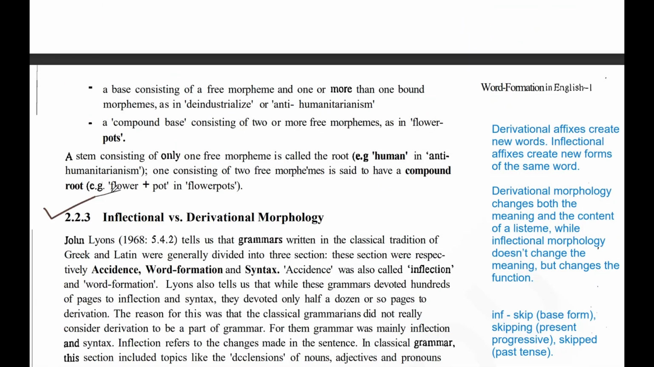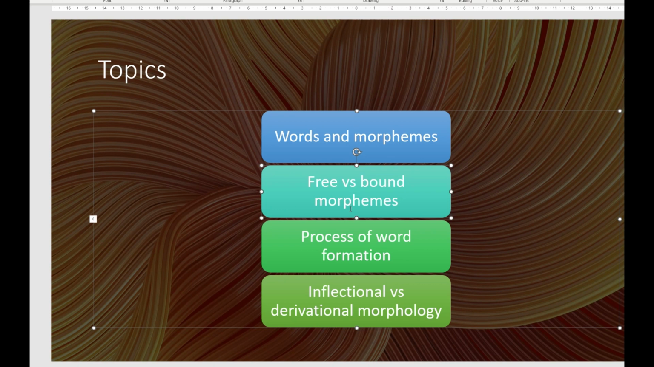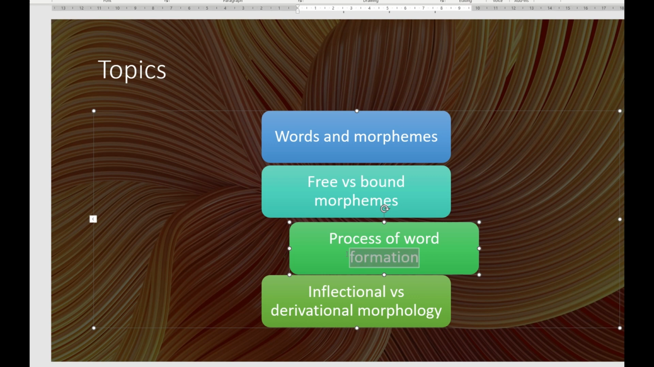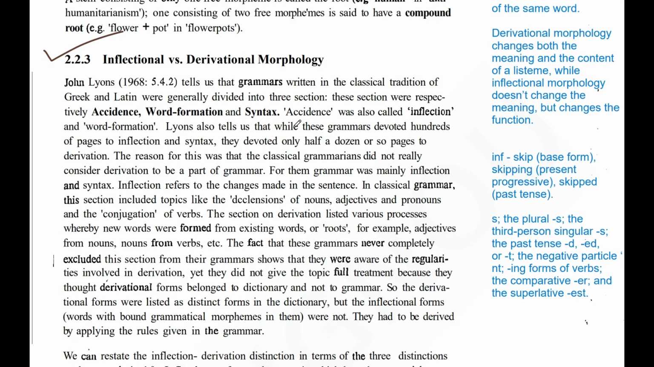Let's come to this very interesting thing, which is inflectional versus derivational morphology. I will bring you back here. So we have covered the process of word formation. Actually, we are going to delve a lot deeper into it in the coming chapters. We would be seeing all the processes, how it works, and the different ways in which new words are formed. But for now, this is what you have.